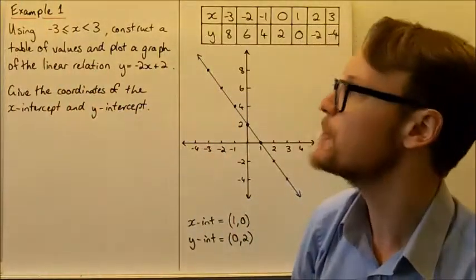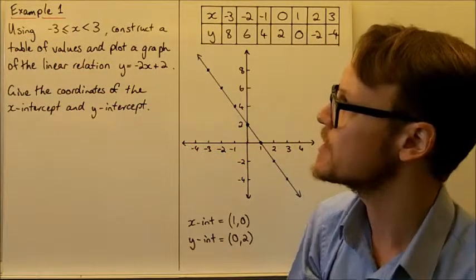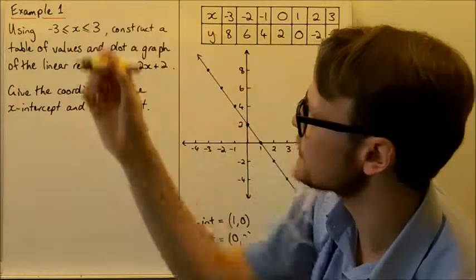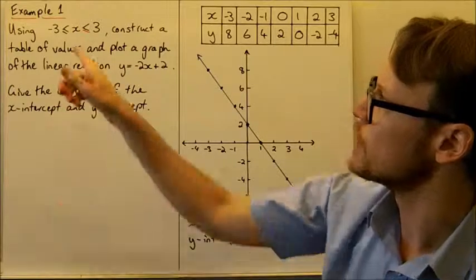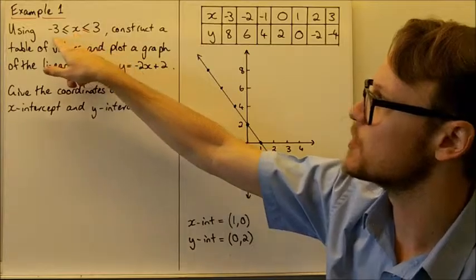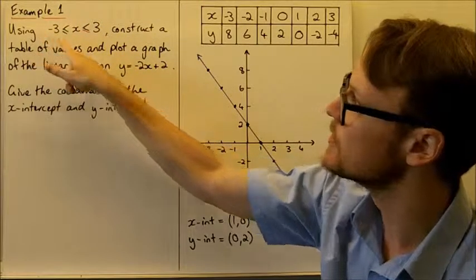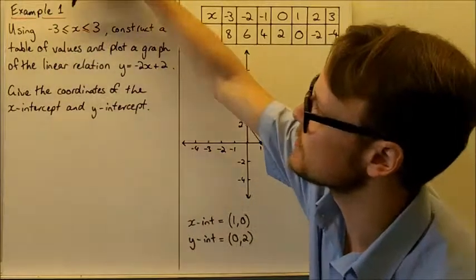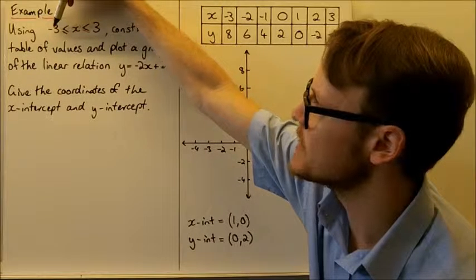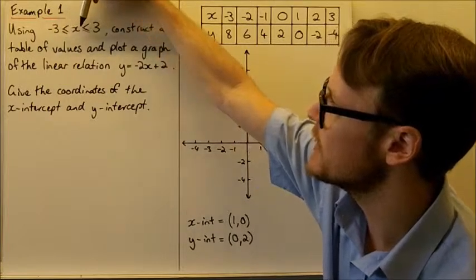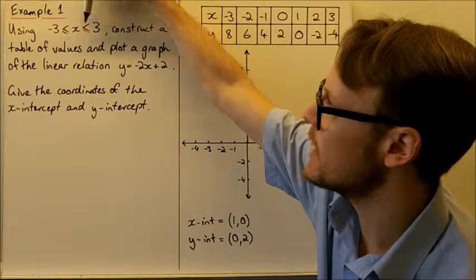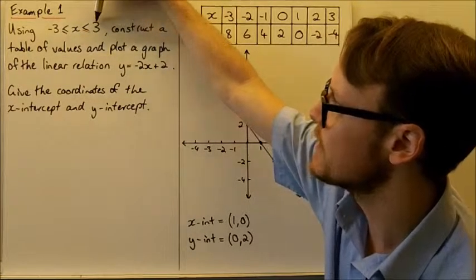If we look at an example, the example reads, using the values of x between negative 3 and 3, this should be greater than or equal to as well, or less than or equal to. So x is between negative 3 and 3, that's what this notation means. It's essentially saying x is going to be greater than or equal to negative 3, and x is going to be less than or equal to 3. So x is going to be in between and including these two numbers, negative 3 and 3.